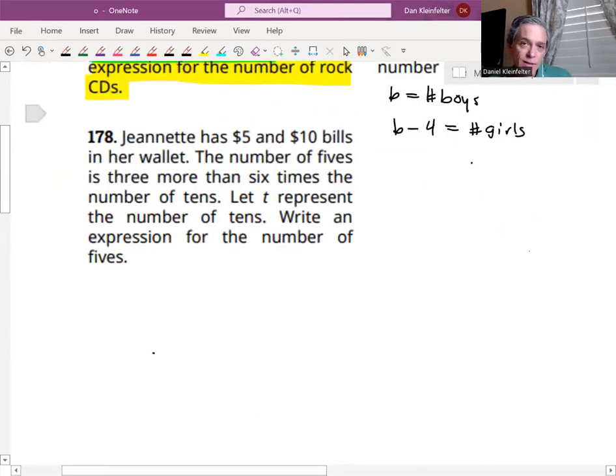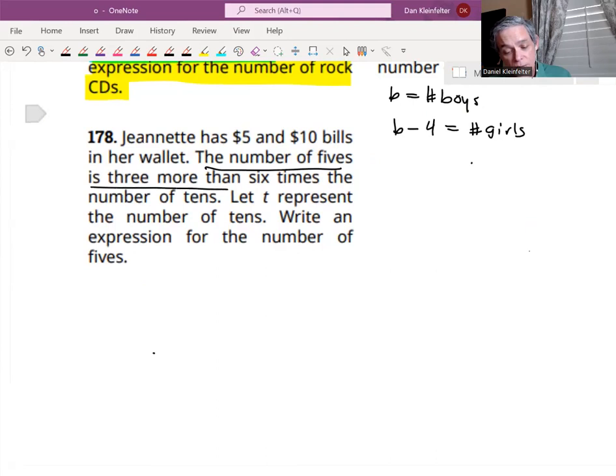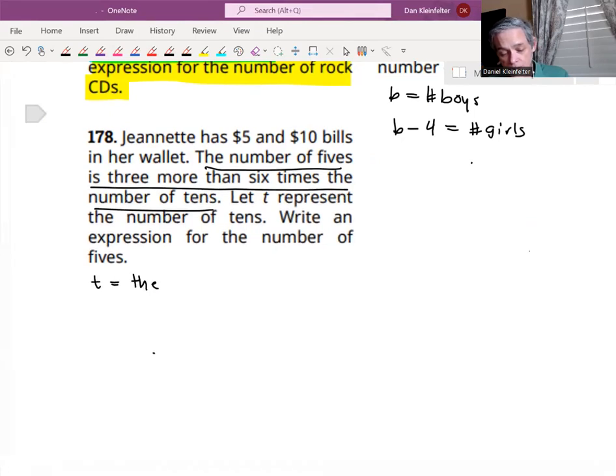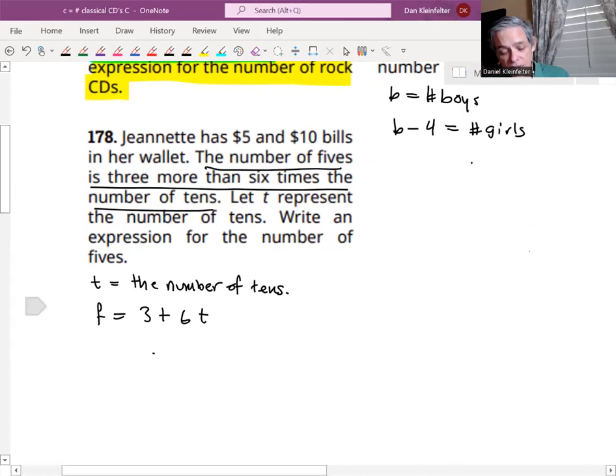Okay, last one, and then we're all done, okay? Jeanette has $5 and $10 bills in her wallet. The number of fives is 3 more than 6 times the number of tens. Let T represent the number of tens. That is how many bills there are. Okay, we're to write an expression for the number of fives. The number of fives is 3 more than 6 times the number of tens. Okay, so that's our final answer there.